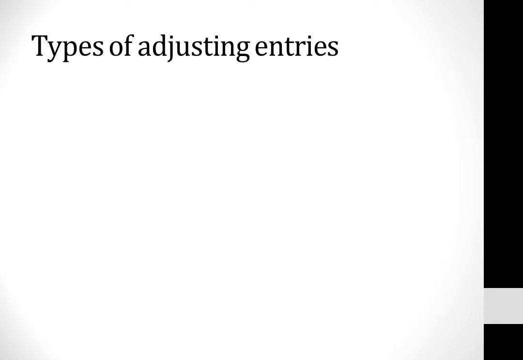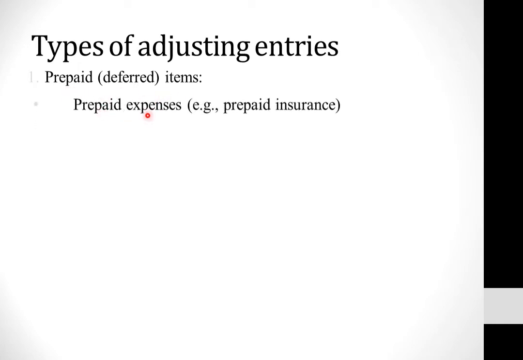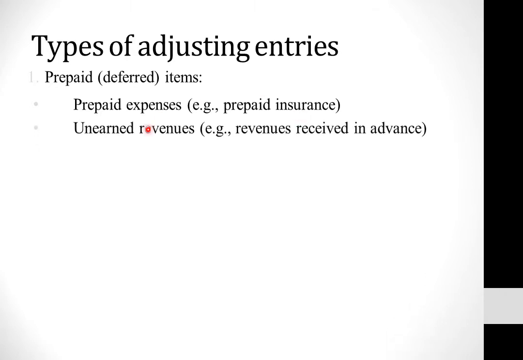So, what types of adjusting entries do we have? We have number one, the prepaid items. Prepaid items like prepaid expenses, for example, prepaid rent, prepaid insurance, prepaid advertising. We also have unearned revenues. These are revenues received in advance before you deliver your service.